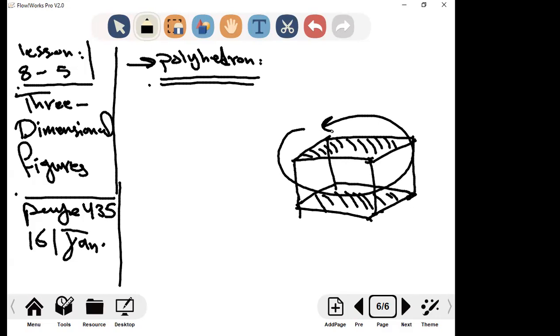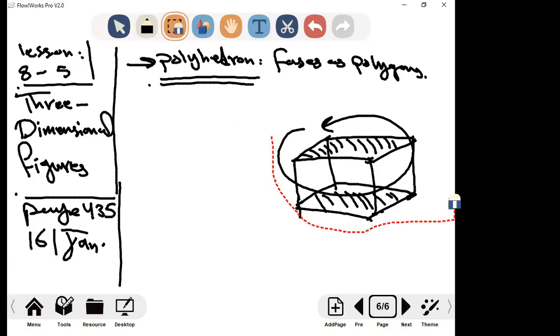Each face of them is a polygon. So the polyhedron contains faces as what? Polygons. Okay? Remember hexagon, pentagon. You know that. But the second definition is what?